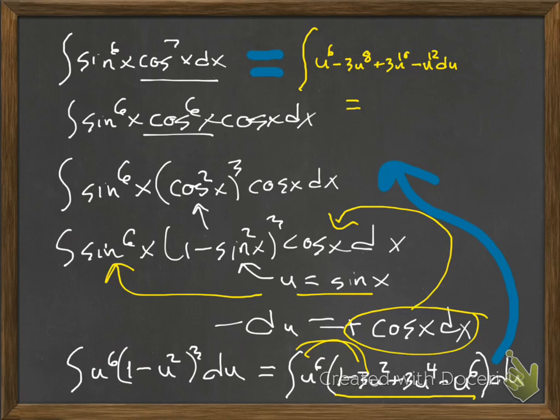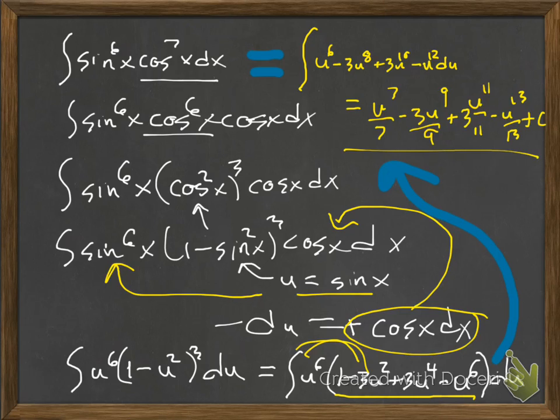And of course now you can see that leaves you u to the 7th over 7 minus 3u to the 9th over 9. And you can see from there, we can simply put u back in there, which of course is our sine of x. So each one of these gets a nice sine of x. Oh, that's a blob. Let's not do that again. So sine of x goes into those, and we are home free.